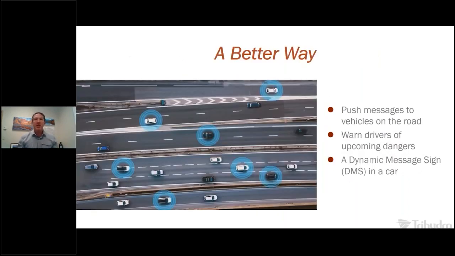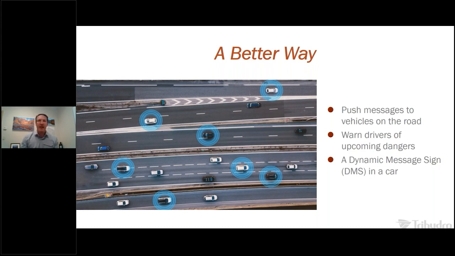So what's a better way? What about being able to push messages to vehicles on the road as they're driving through sections of road that a message applies for? What if we could warn drivers of upcoming dangers? What if we could do it all within their vehicle themselves? So what we're talking about with the Wyoming DOT Connected Vehicle Pilot Project is being able to essentially put a dynamic message sign in a car, whether that be through a tablet or a heads-up display or in the dash itself.